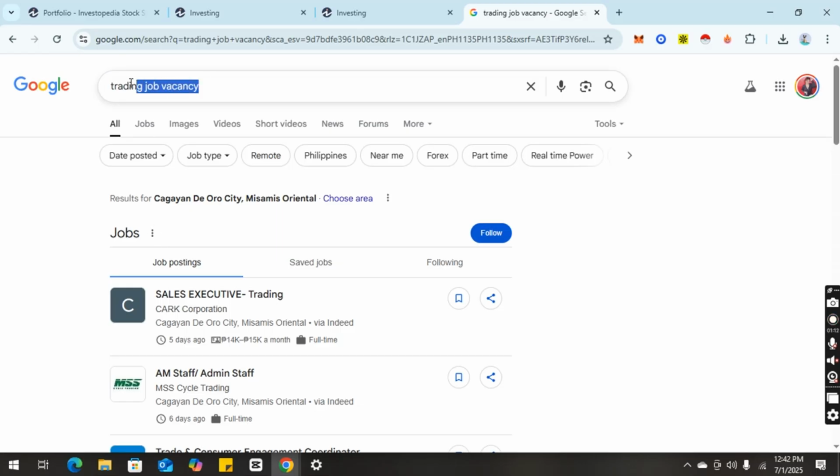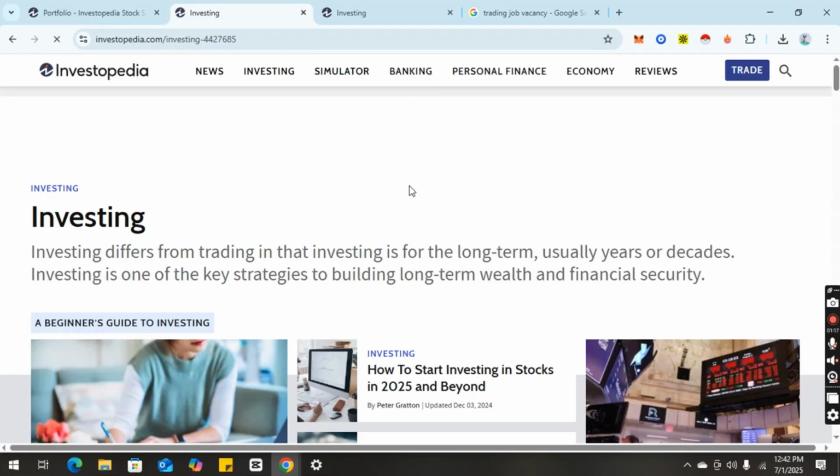Investopedia is your training ground, but how you use the knowledge in the real world is where you can start making money. Start on Investopedia, build your skills, and take it to the next level.